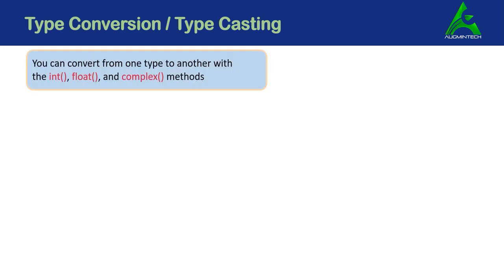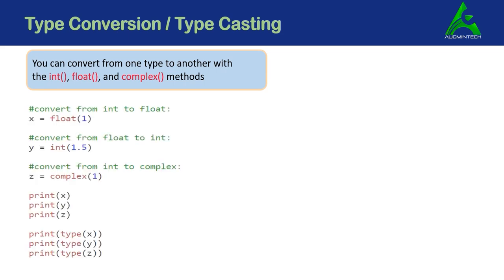Now let's see type conversion or typecasting. Type conversion is converting one data type into another. You can convert one type to another using the int, float, and complex methods. So there we go. Here you can convert an integer to float, a float to integer, and integer to complex. And then we can go and check the type of the variables.